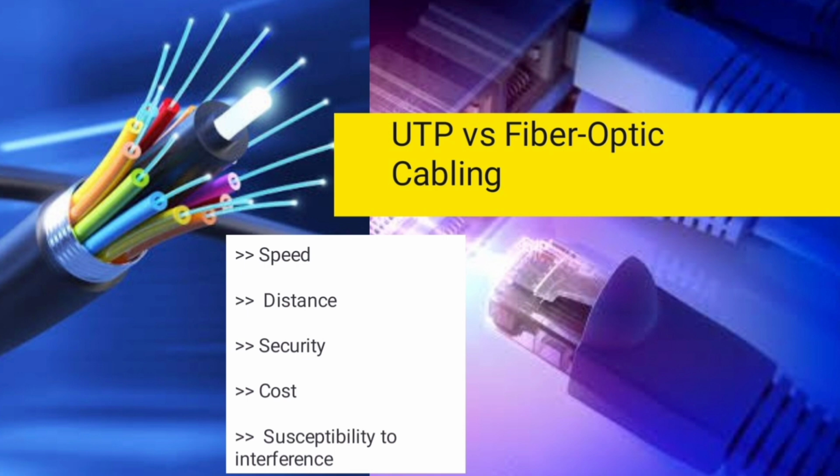Cost. UTP cabling is generally less expensive than fiber-optic cabling, especially for shorter distances. However, for longer distances or higher data rates, fiber-optic cabling can be more cost-effective because it requires fewer signal repeaters and has lower maintenance costs. Susceptibility to interference. UTP cabling is more susceptible to interference from nearby electrical devices, while fiber-optic cabling is immune to most types of electromagnetic interference.